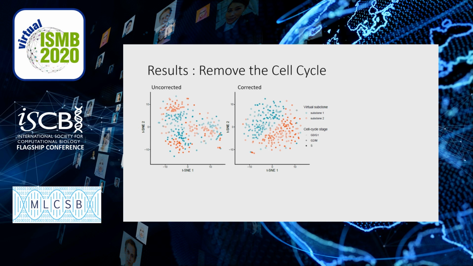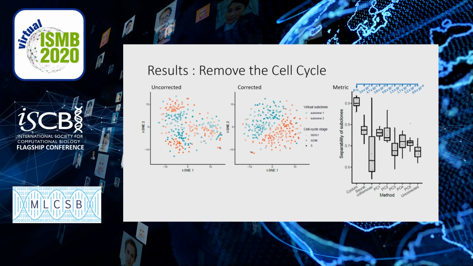Here, we show an intuitive comparison of the separability of subclones before and after the removal of cell cycle patterns. The colors correspond to subclones, and the shades correspond to cell cycle phases. Before the cell cycle is removed, the subclones are mixed because the variance is dominated by the cell cycle phases. After its removal by cyclone, the subclones become the most prominent factor in the single-cell profile. Indeed, the separability increased from around 0.7 to around 0.9.